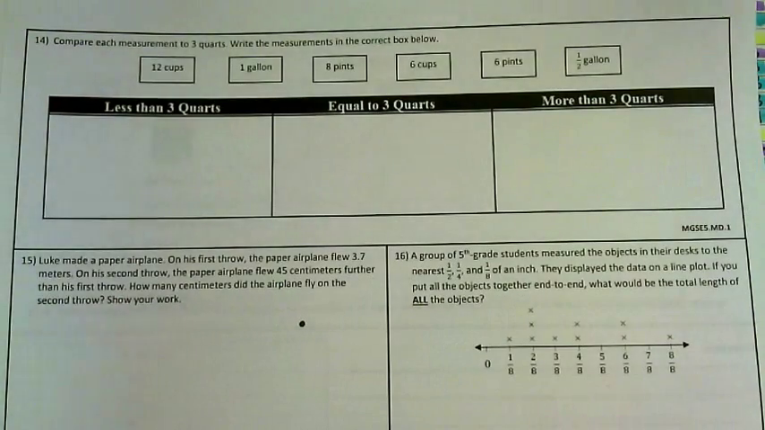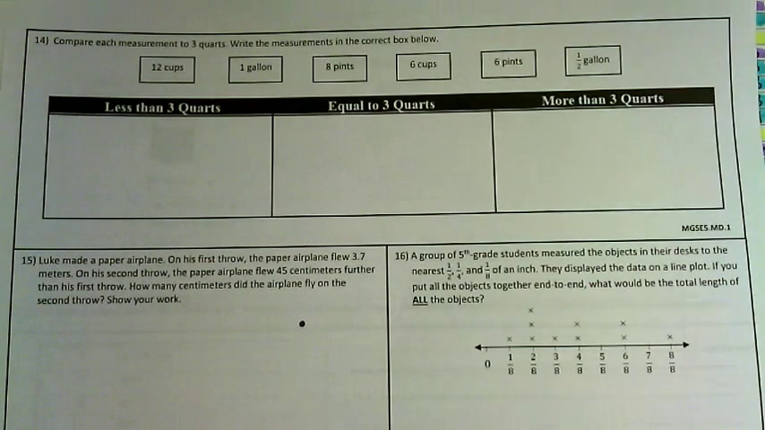All right, this video is going over the third page of your study guide, which is numbers 14, 15, and 16. So let's jump right in. Number 14, compare each measurement to 3 quarts. Write the measurements in the correct box below.